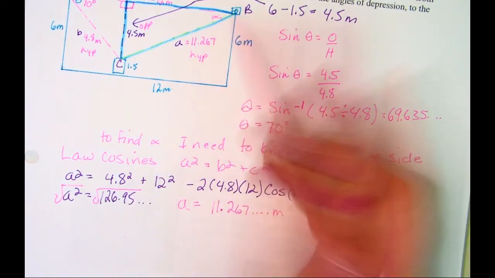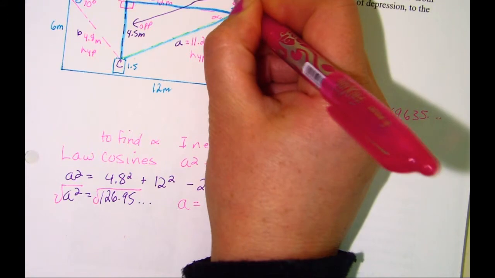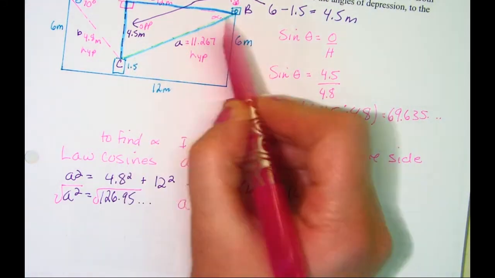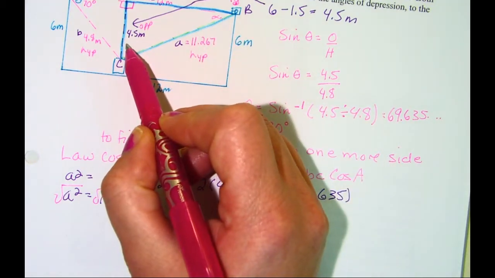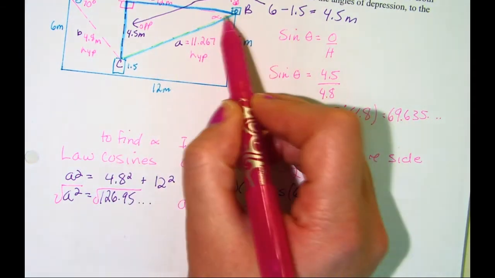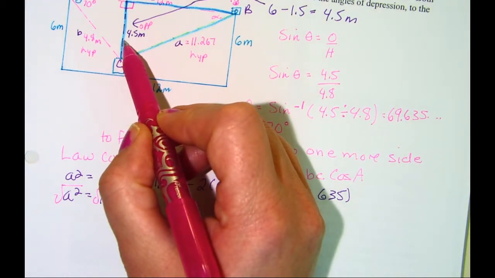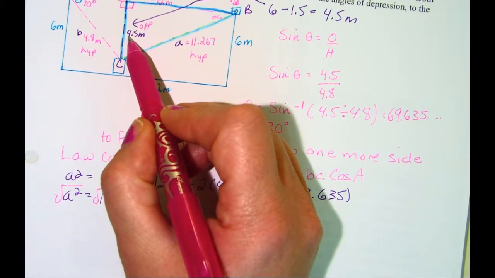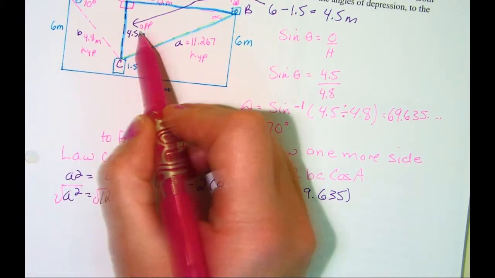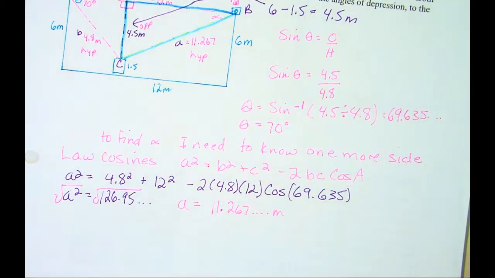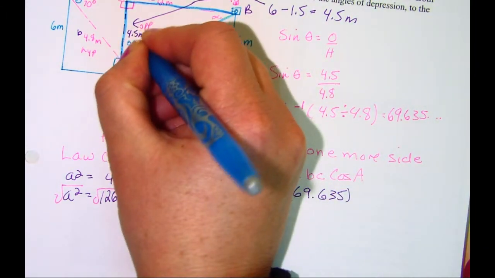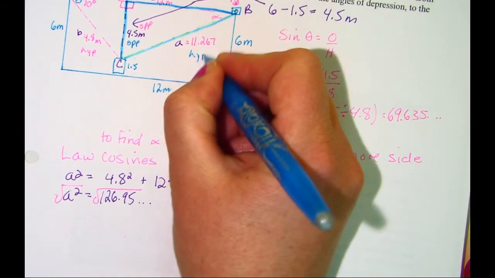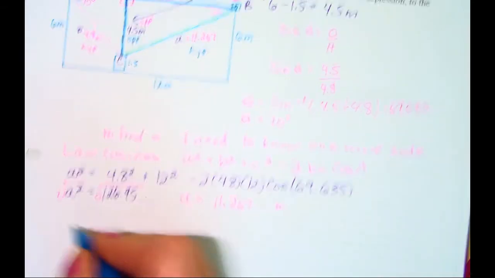Okay, and when you're looking from here, so here's my eyeball, what is this side? I want to know this angle. What is this? It's opposite. Same as it was on this side. So it's opposite again. I'm going to write that in blue. So we can use sine again.